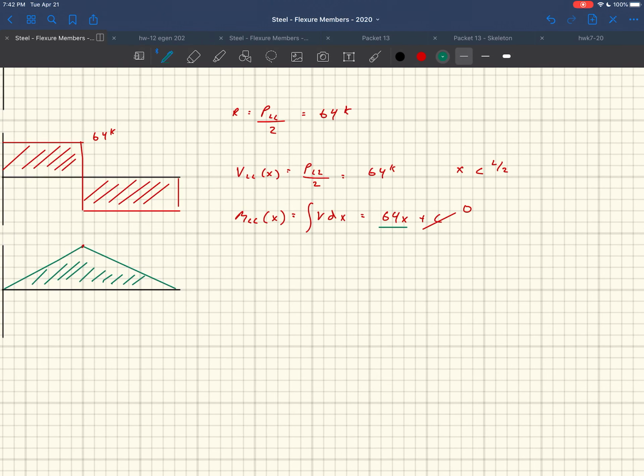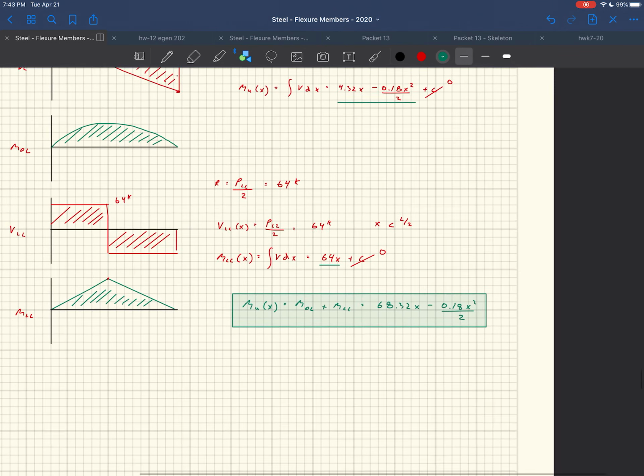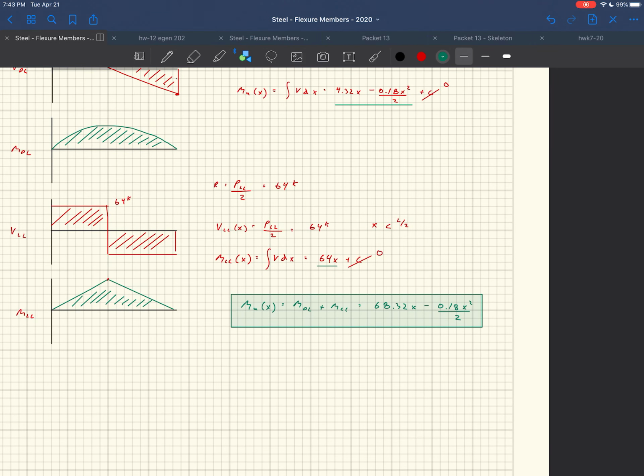And so the total equation, Mu as a function of x. This is what we need for calculating CB. You just add M dead load plus M live load, and what you get is 68.32x minus 0.18x squared all over 2. So that is our moment equation. And again, where that plays in is when we go to calculate CB.